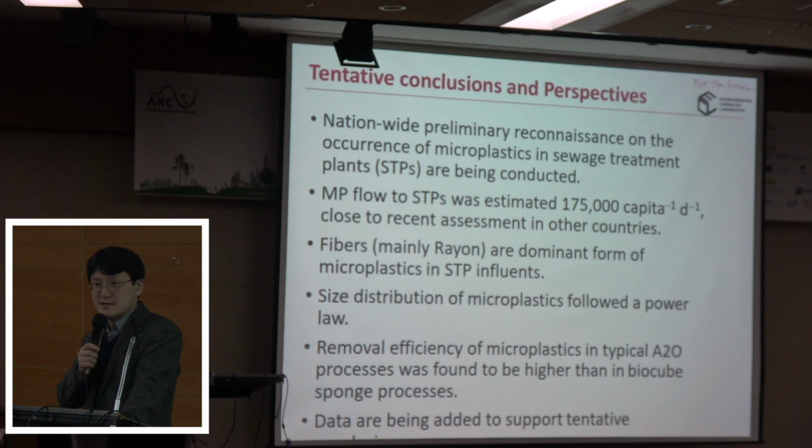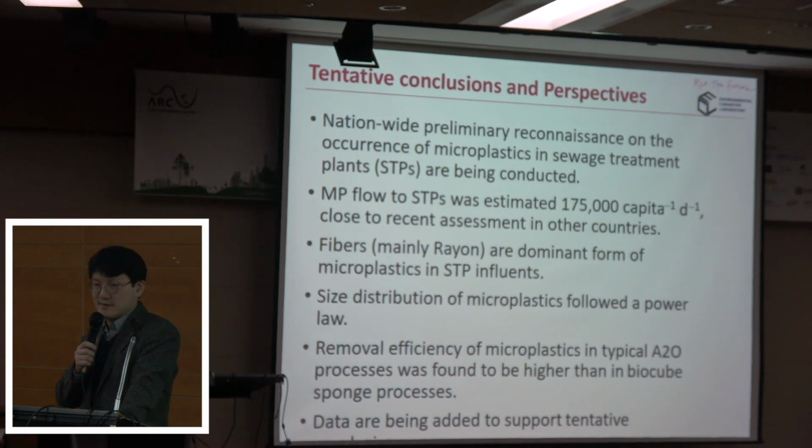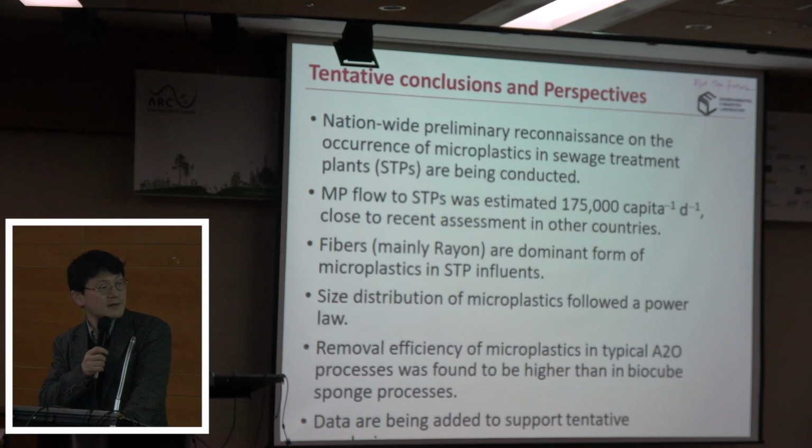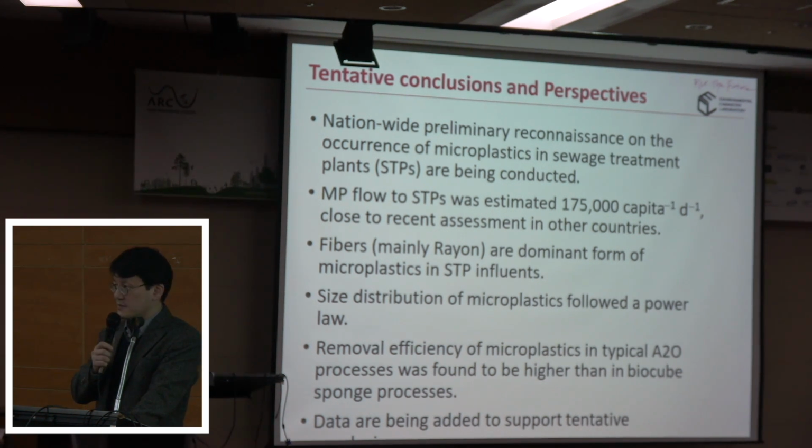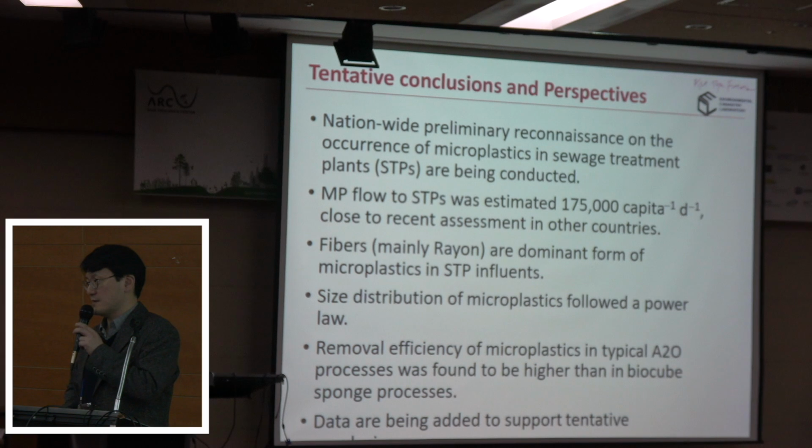And the removal efficiency of microplastics in the typical A2O process was found to be excellent and higher than the biocube sponge process. And we are adding more data to provide more support on these hypotheses and the overall nationwide occurrence of microplastics in sewage treatment plants.